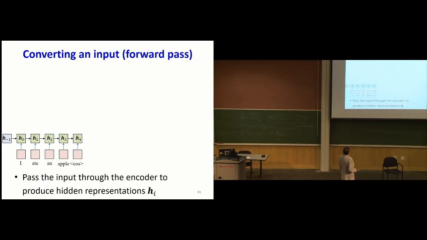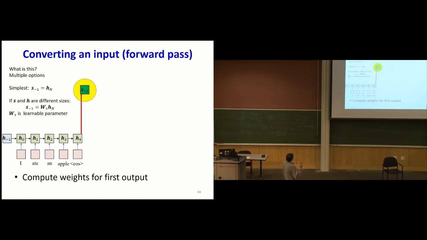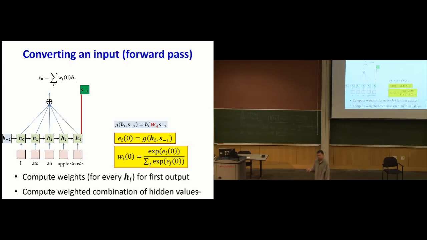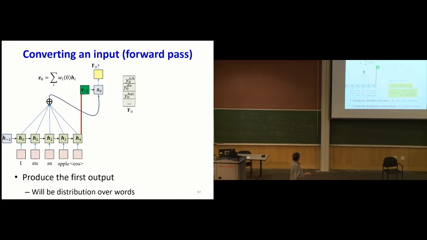So in the forward pass, the way the whole thing would work, you pass the input through the encoder to produce hidden representations, and then having done that, observe that the decoder needs an initial state. The initial state is often derived from the final state of the encoder, either directly or by some weighted transformation where the weights must be learned. And then subsequently, using this initial state, you can compute weights for all of the inputs, compute the weighted combination of the lot, and feed that to produce the first word for the decoder.